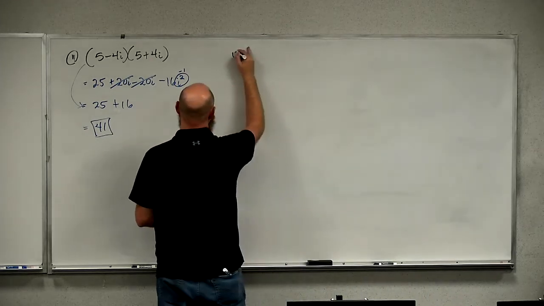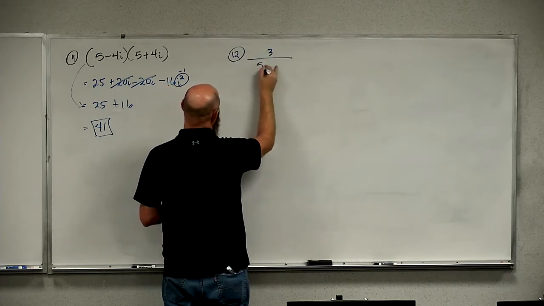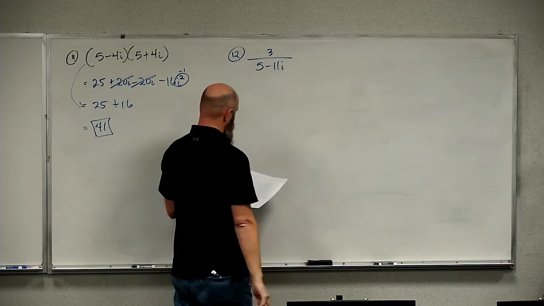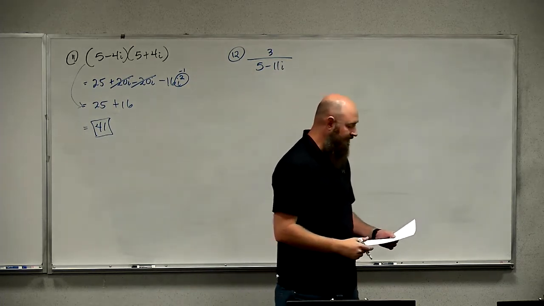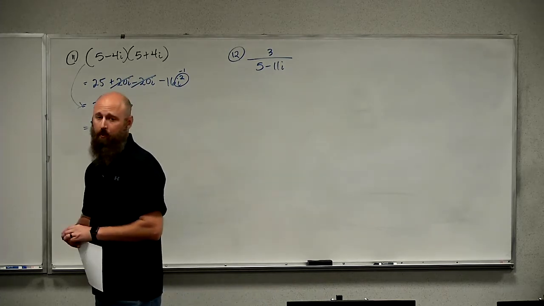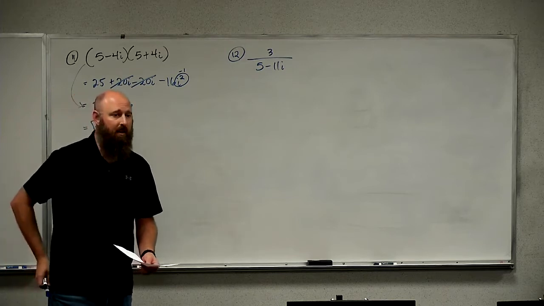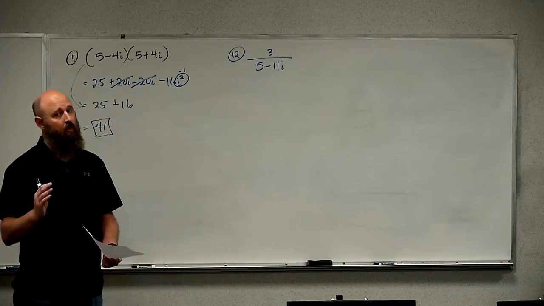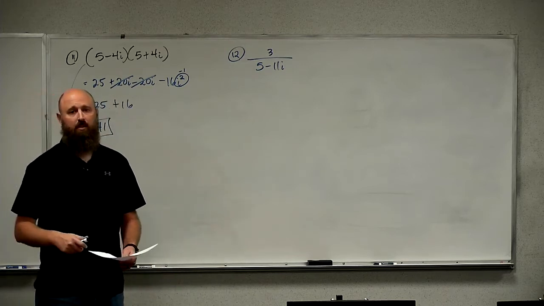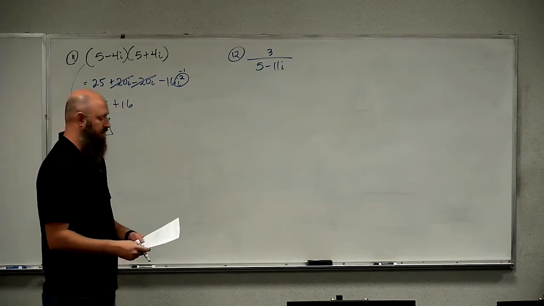Right. Number 12. So 3 over 5 minus 11i. Well, an i is a square root. And just like we talked about in chapter 6, we do not like radicals on the bottom. So we don't like i's on the bottom of our fractions. So we want to get that off. And so that's what we're going to start with here on these.